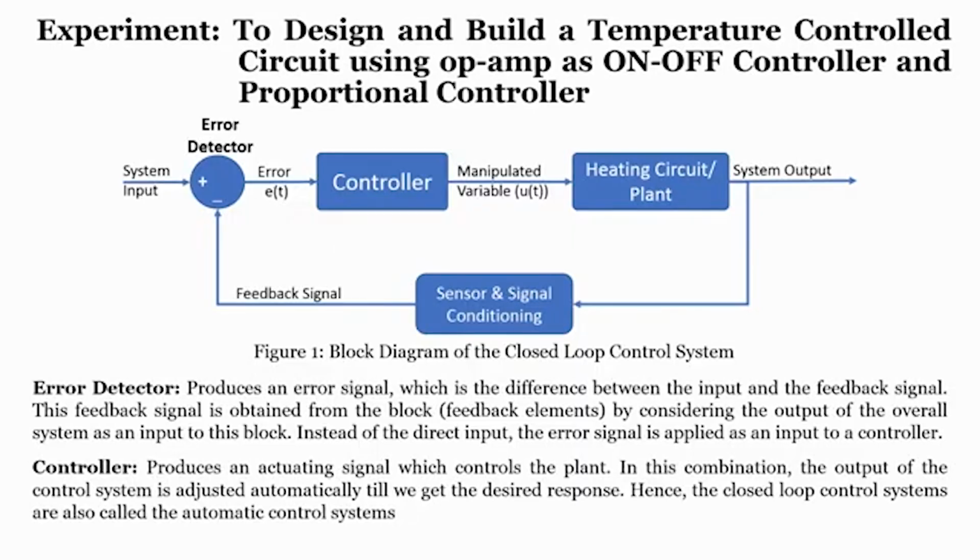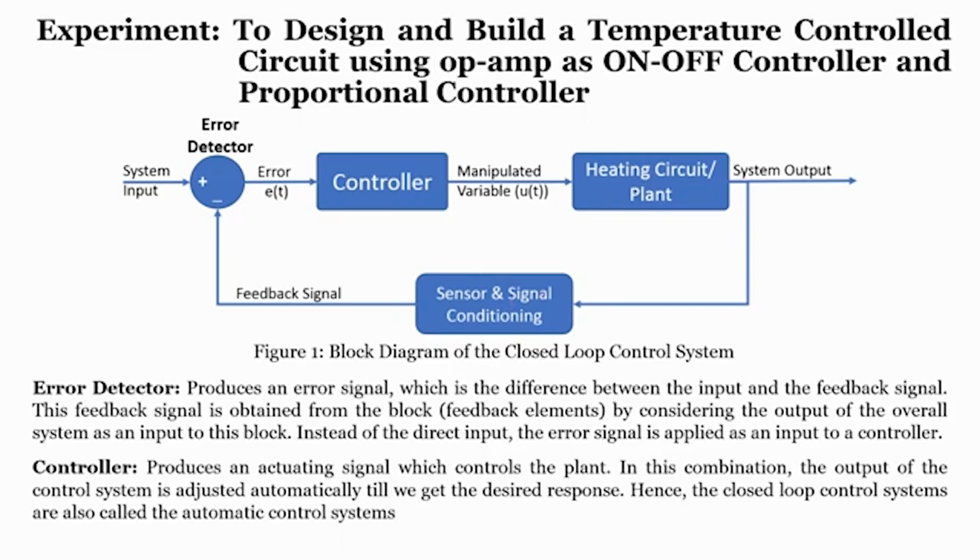Now, this is a block diagram of the closed loop control system, where you can see the system input is given to the error detector, and based on the system input and the feedback signal, whatever error is there is fed to the controller, which is further manipulated, and you can assume that a variable u(t) is applied to the heating plant, right. Based on that, either the circuit will heat or it will shut down, that is on or off, and the temperature at the output is measured, which is again fed back to the sensor and signal conditioning circuit.